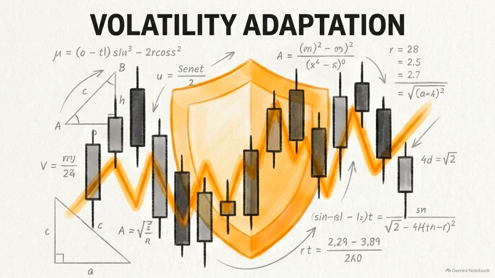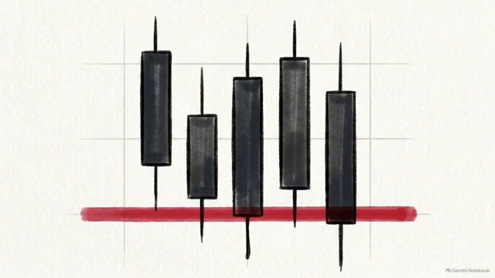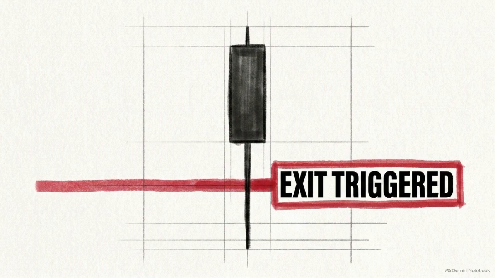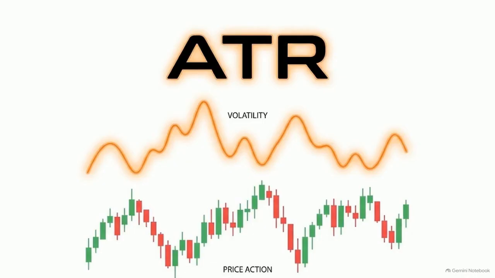Survival requires a dynamic buffer. Your stop placement must be dictated by current mathematical market volatility, not arbitrary percentages. If you do not dynamically adjust your risk to account for an asset's unique breathing room, you increase the likelihood of premature exit in noisy environments. This displays the average true range, or ATR. It's the standard for quantifying market unpredictability, represented by the orange volatility line.